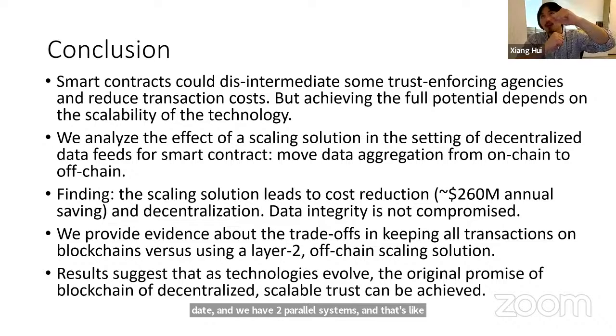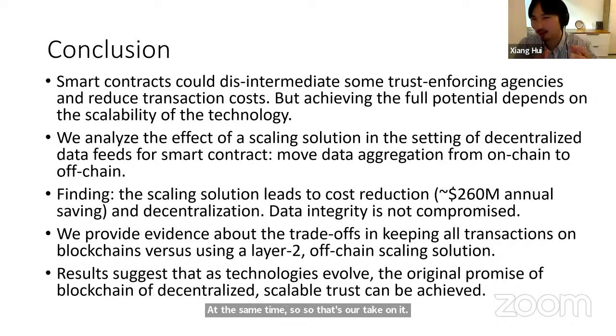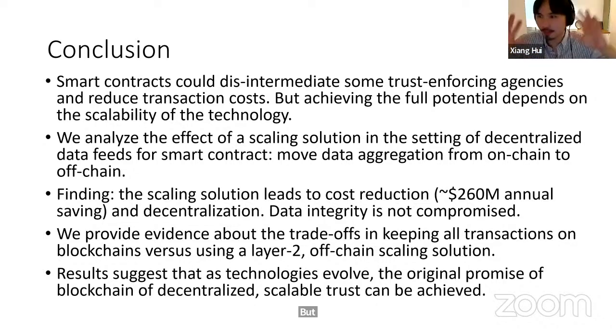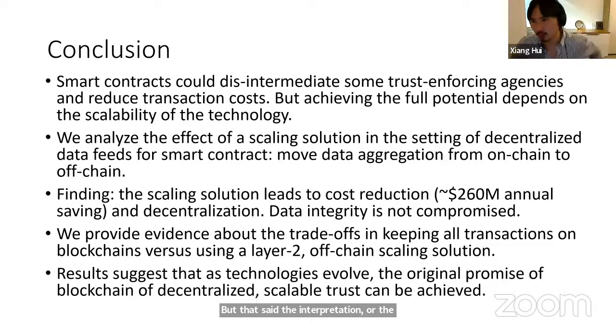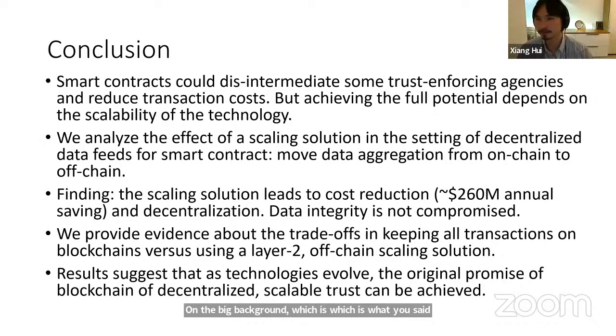So the assumption there would be that if there's a confounder, like hacks that affect how people behave, it's going to equally affect both the treatment and control group at the same time. So that's our take on it. But that said, the interpretation or the magnitudes of our estimate is, of course, conditional on the big background, which is what you said about the hacks, and that's very relevant to keep in mind.